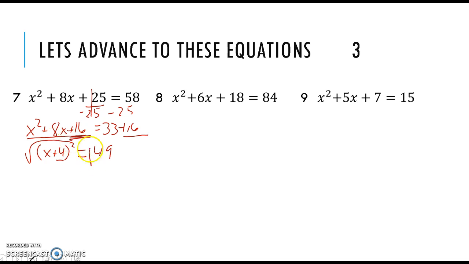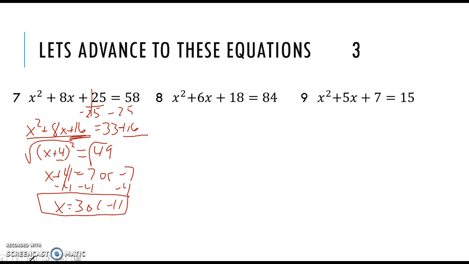And now I can go ahead and take the square root just like I did in 1, 2, and 3. This is going to be x plus 4 equals 7 or negative 7. Subtract 4 from both sides, and we're going to get x equals 3 or negative 11.